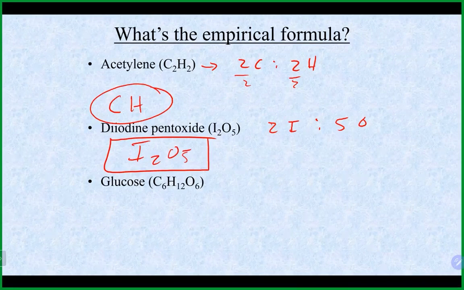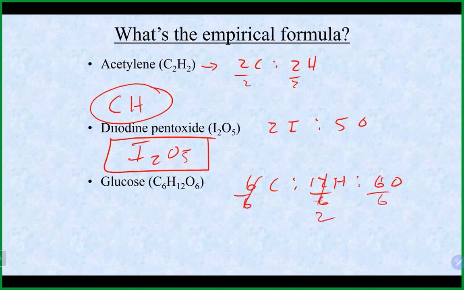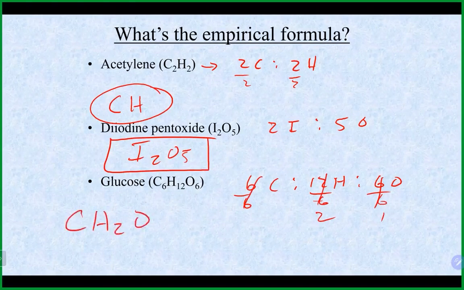Lastly, here we have glucose, which is 6 carbons for every 12 hydrogens for every 6 oxygens. You could probably see you can divide everybody here by 6. That gives us 1, 2, 1, which are all whole numbers, which means the empirical formula here would be CH2O in this case. Any questions on that?